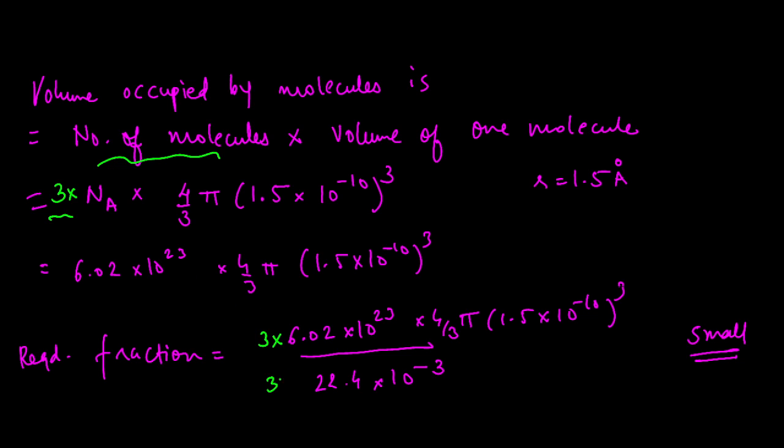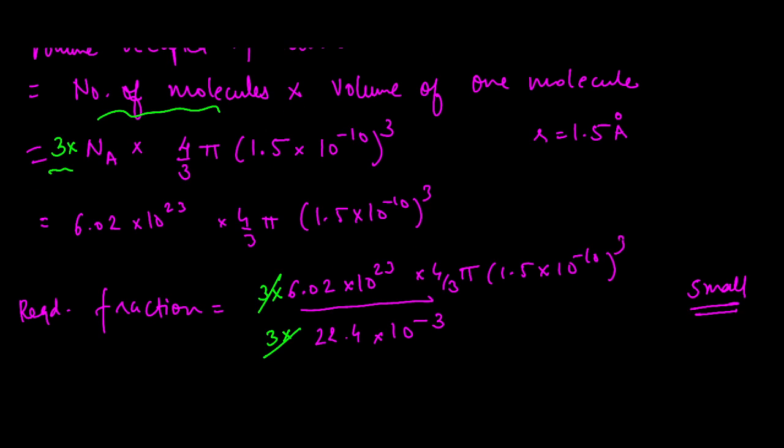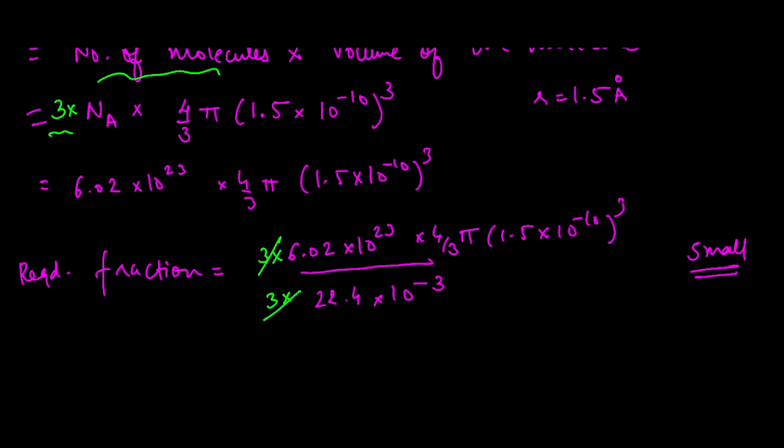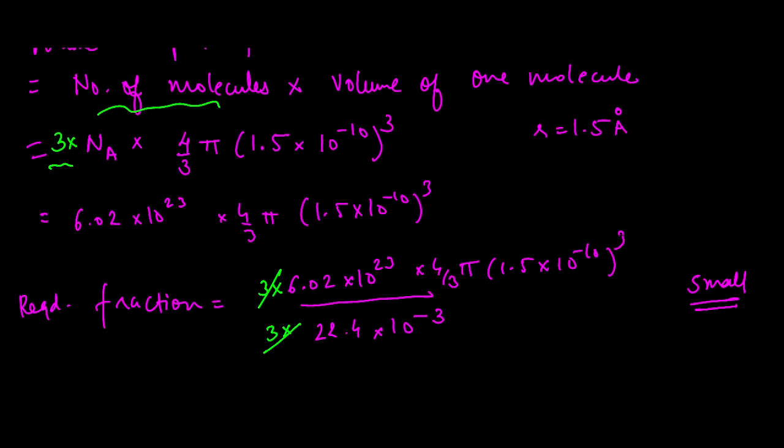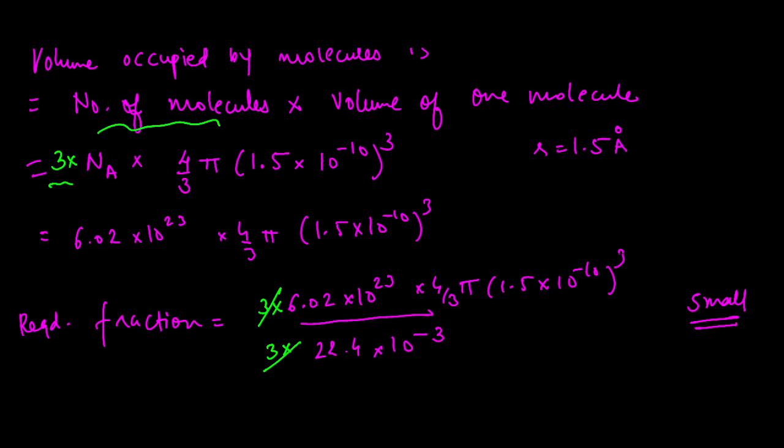So if it is multiplied by 3 here, it is multiplied by 3 there. Still the answer would be the same. So that's why I told you that it doesn't matter how many moles you take. The final answer will always be the same. So we take 1 mole and make it easy. Why make it tough by taking 3 moles or 5 moles or something?